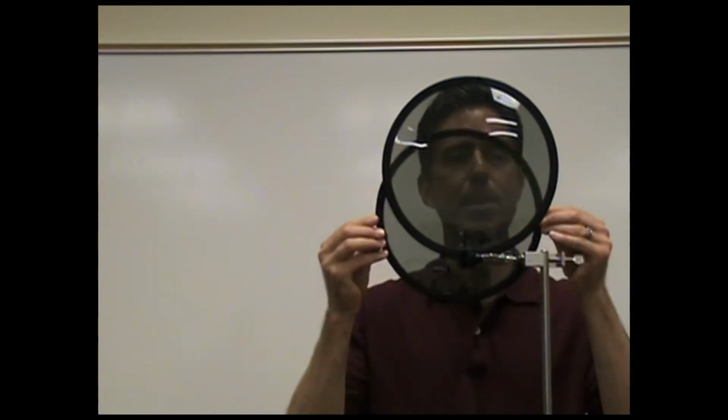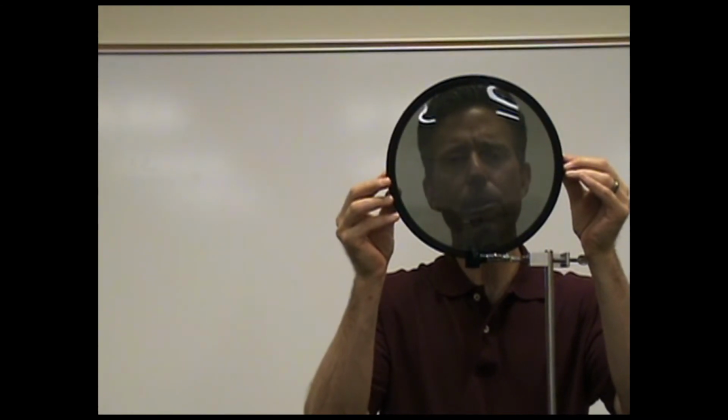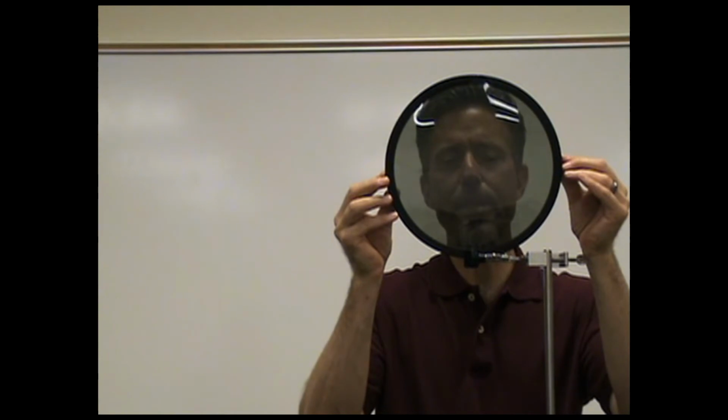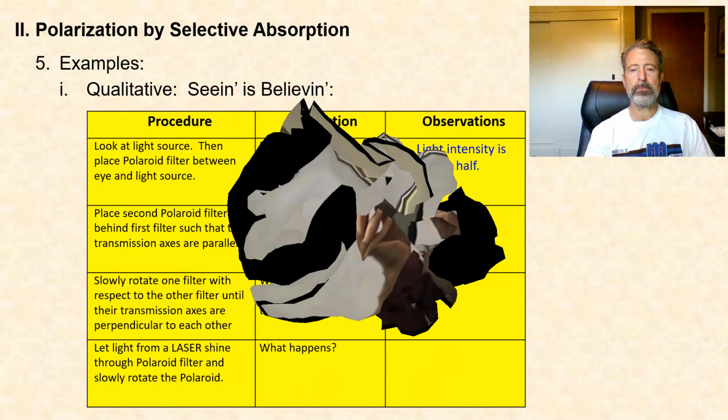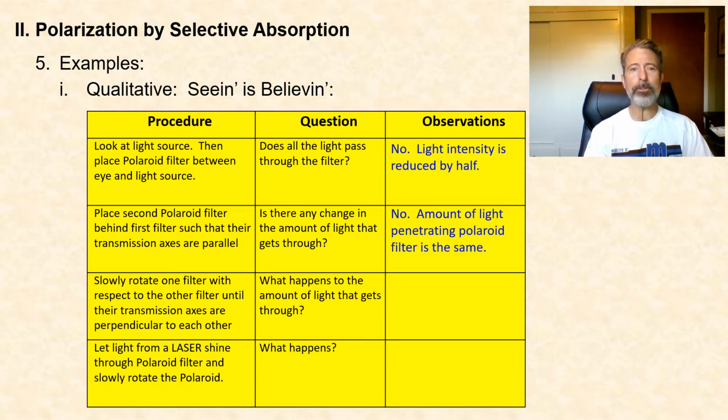Now I'm going to stick the second piece of Polaroid film in front of it, and you should notice that because the transmission axes are in alignment, about the same amount of light is going to reach the camera lens. So we see that with transmission axes aligned, hopefully you predicted that placing the second filter behind the first, with the transmission axis in the same direction, would have no effect on the light intensity.